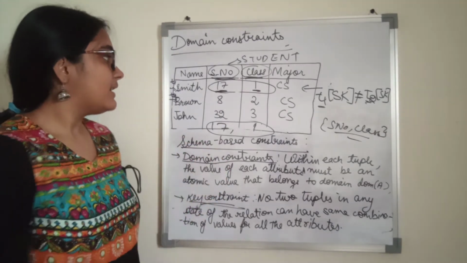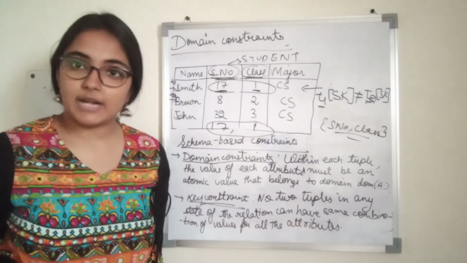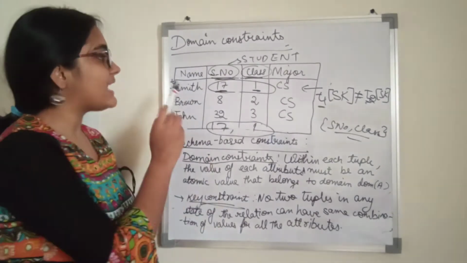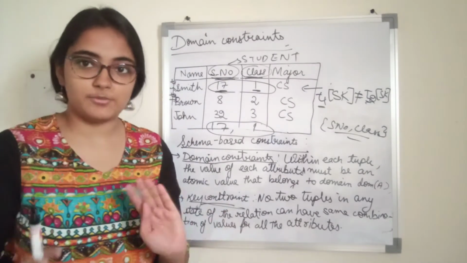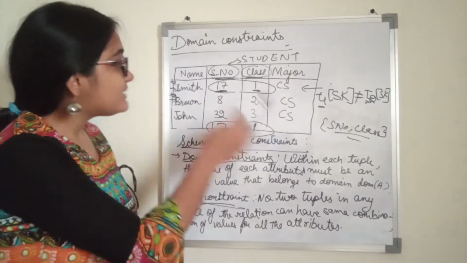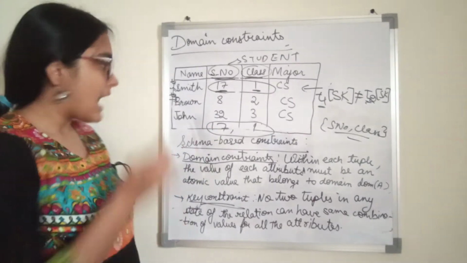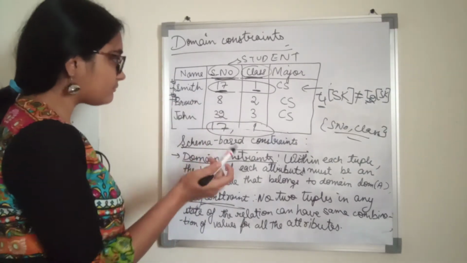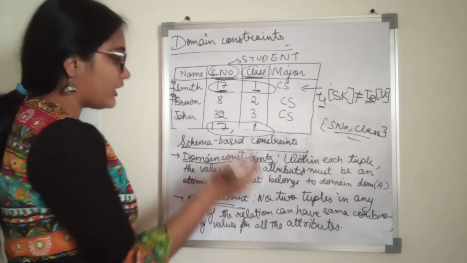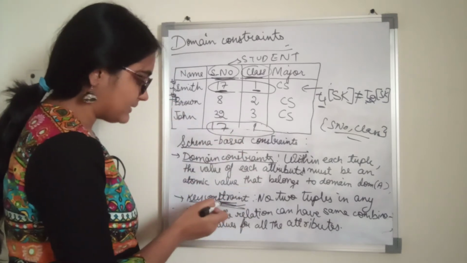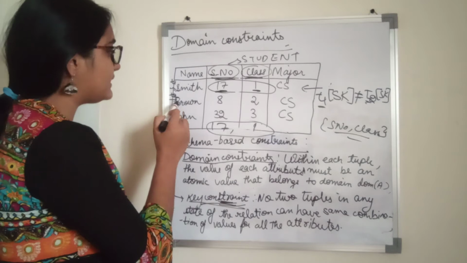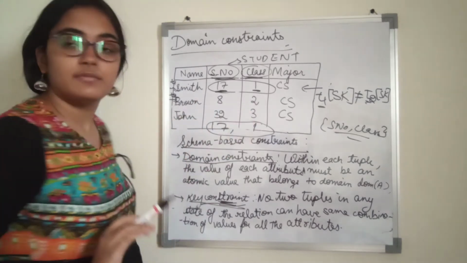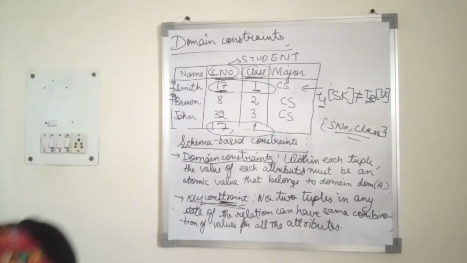How should I say it? It is more restrictive in that particular form. No two tuples can have the same combination of values for all the attributes. That is fine, okay, but it is more restrictive. How? According to this key constraint, I cannot have any tuple with the same set of attributes, right? Let me give an example.